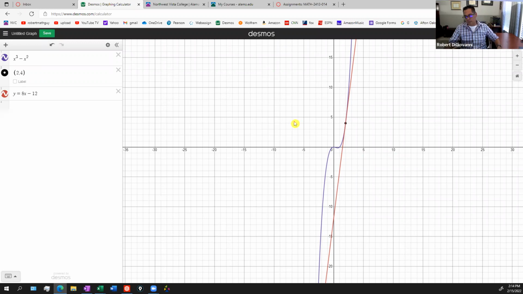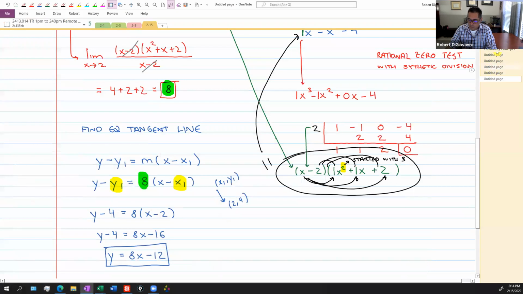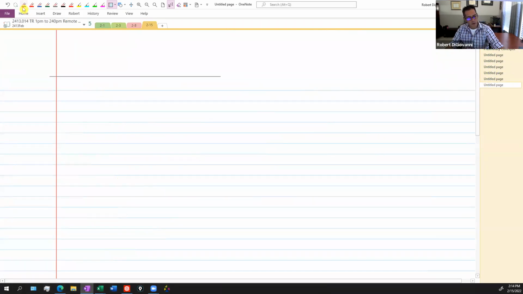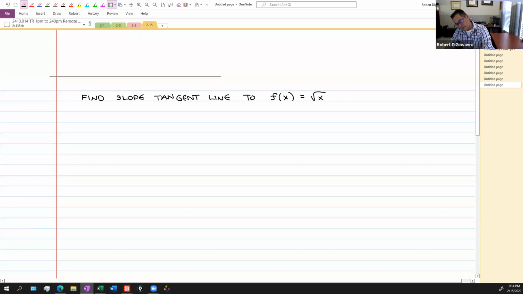Let's do one more example. Find the slope of the tangent line to the function f of x equals 1 over square root of x at the point (4, 1/2).